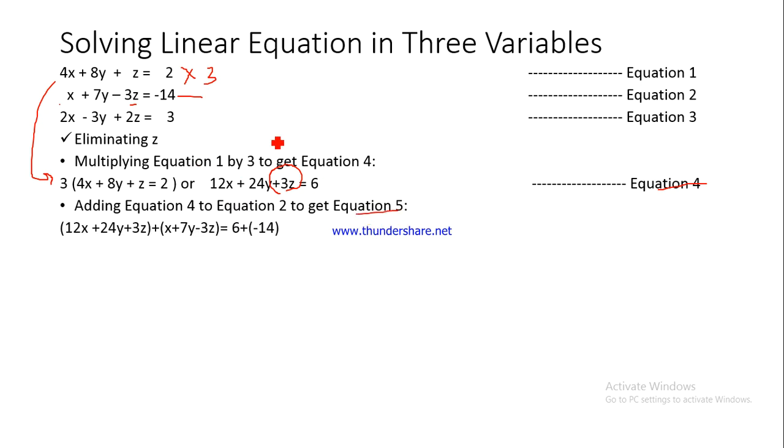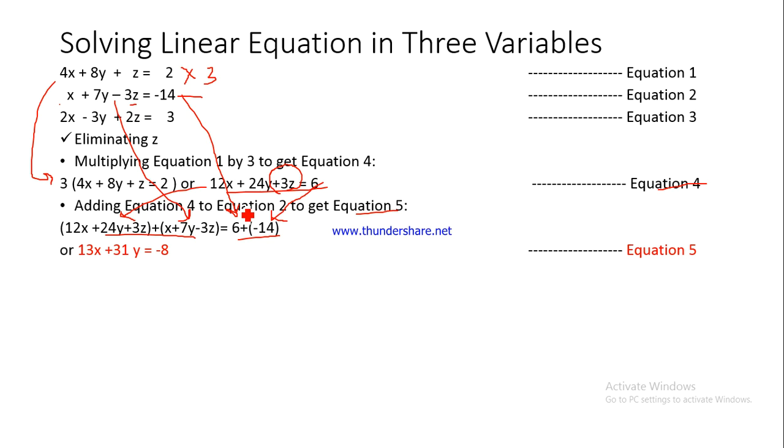So we have got this. The fourth equation is here, and the second equation is here, and we are adding them up. We are not only adding the left hand side, but we are also adding the right hand side. So we have added up 6 and minus 14. Is this okay? When you perform this function and add it up, 12x and x are both positive, so it will be 13x.